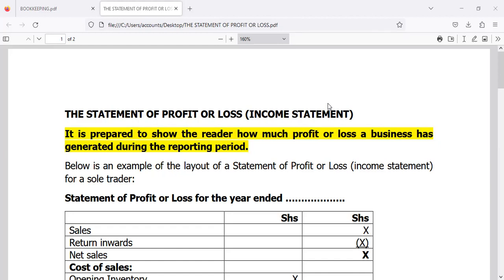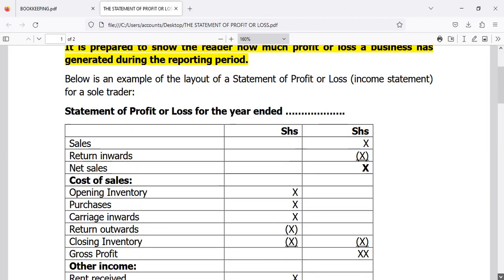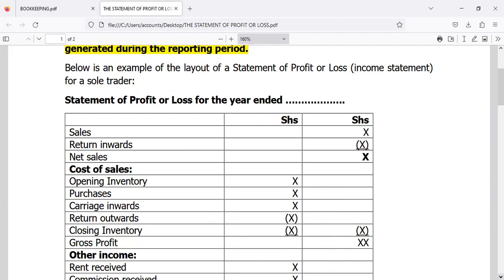So I'll start with the income statement, which is also referred to as the statement of profit or loss. Why do we prepare this income statement? Now, the income statement is prepared to show the reader how much profit or loss the business has generated during the reporting period. Of course, we have the format of the income statement. You need to learn this format and understand it very well. The income statement, as I've told you, we prepare it to arrive at the profit or loss figure at the end of the reporting period. So this is the format.